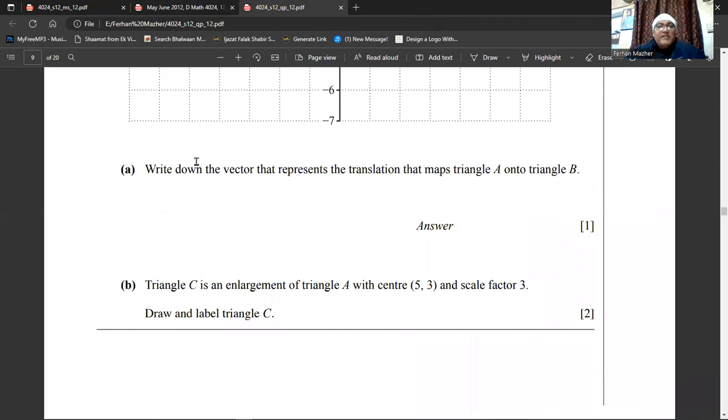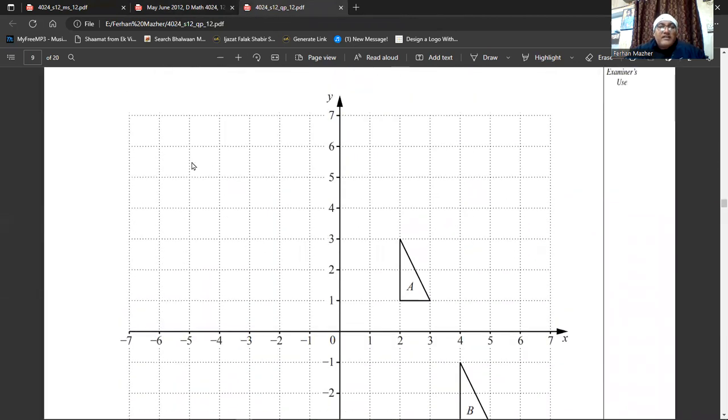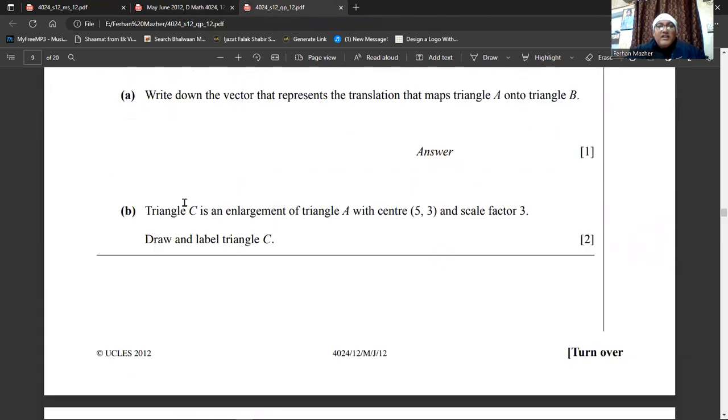So then they say B part, question number 13. It says the triangle C is an enlargement of the triangle A with the center (5, 3) and the scale factor 3. Draw and label the triangle C.